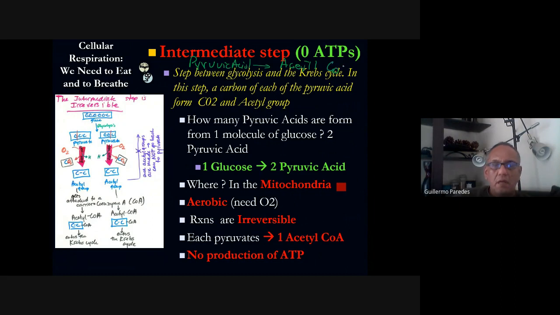Acetyl-CoA. This reaction to acetyl-CoA is irreversible. It's going to be only in one direction. So pyruvic acid can go into acetyl-CoA, but acetyl-CoA cannot go back to pyruvic acid.